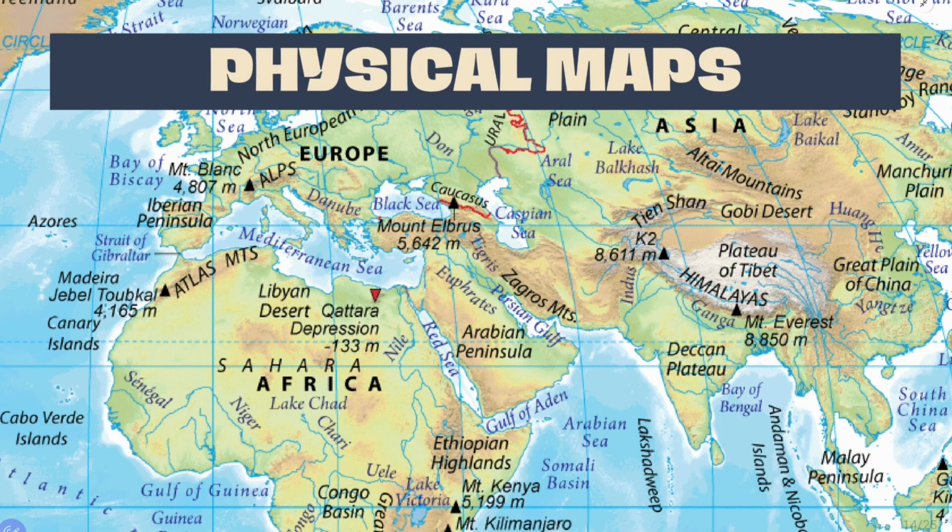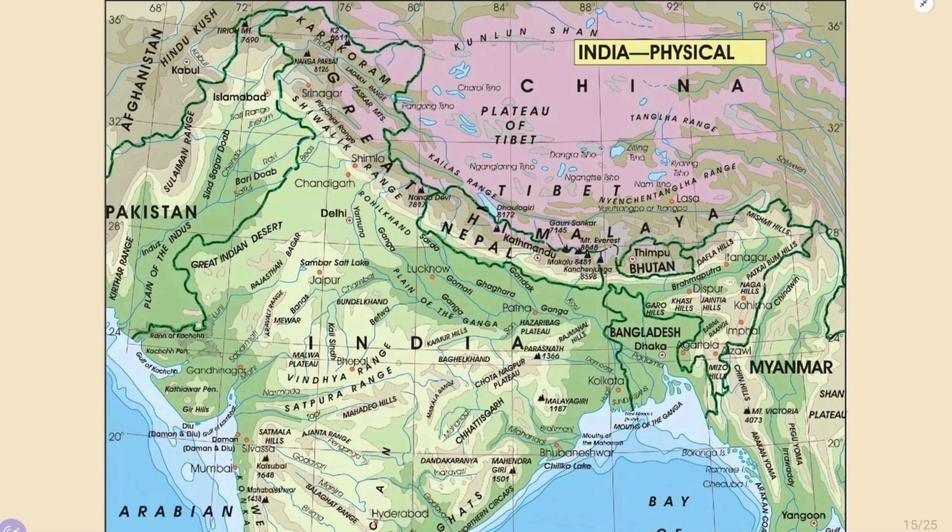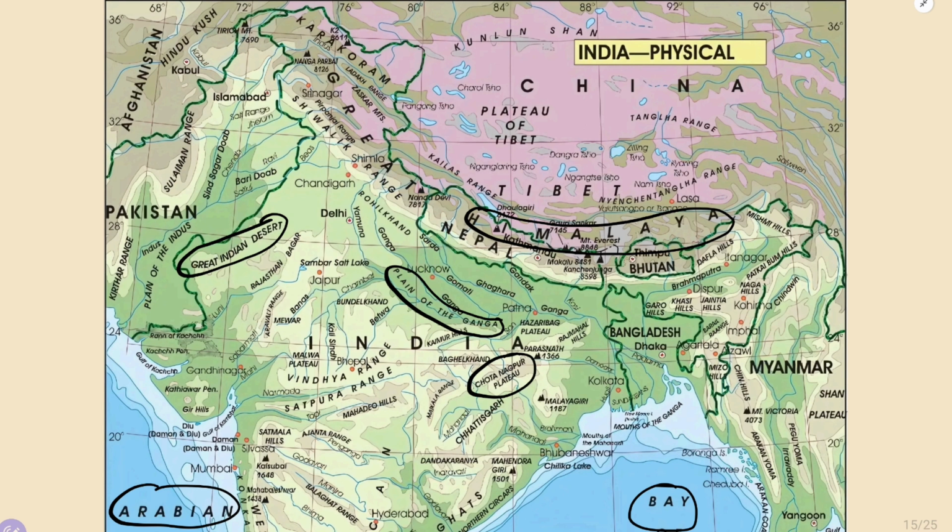Physical maps are maps that show natural features of the Earth such as mountains, plateaus, plains, deserts, rivers, oceans, etc. They are also called relief maps. For example, in this map you can see the Himalayan range, the Ganga River basin, the Great Indian Desert, the Chota Nagpur Plateau, and the Arabian Sea and the Bay of Bengal. So physical maps, in short, show us the natural features of Earth.